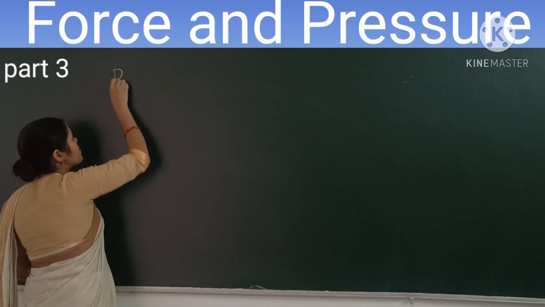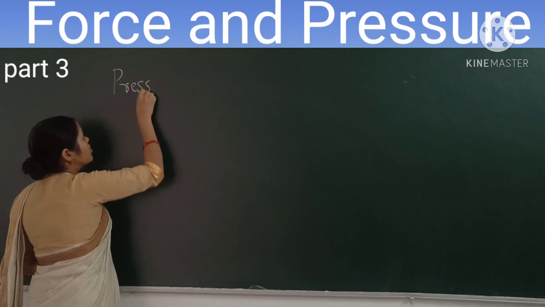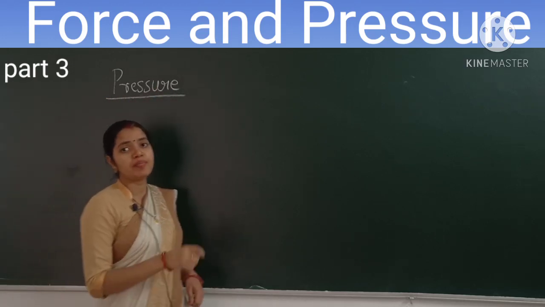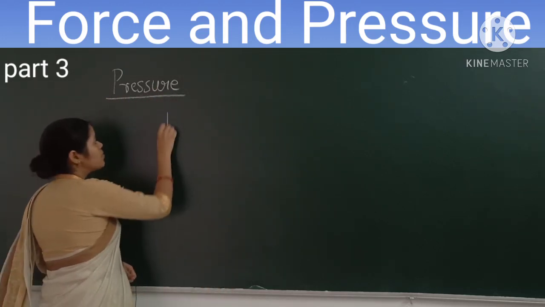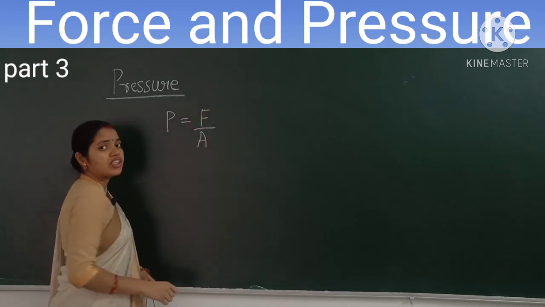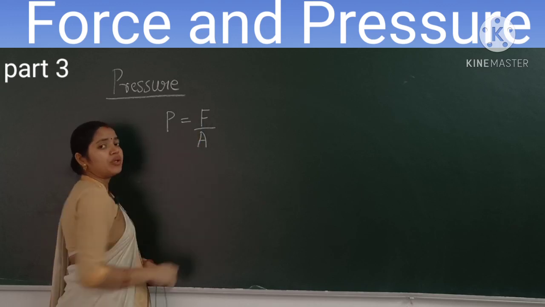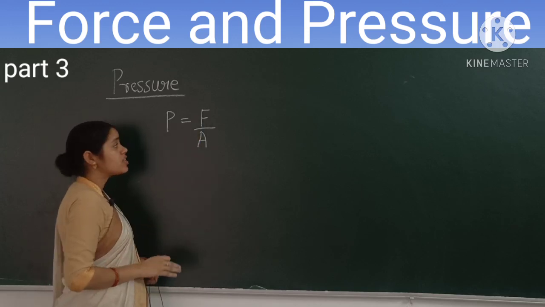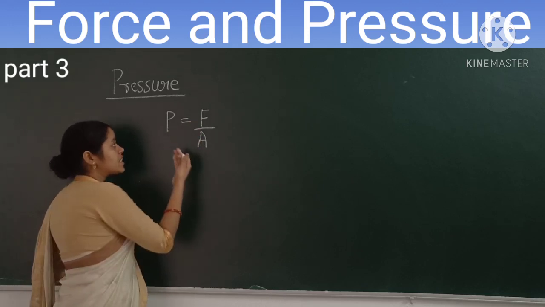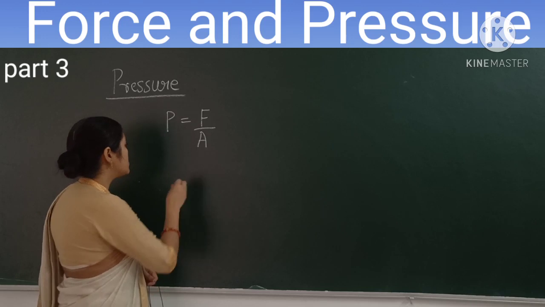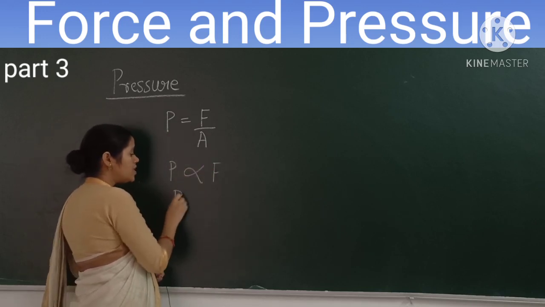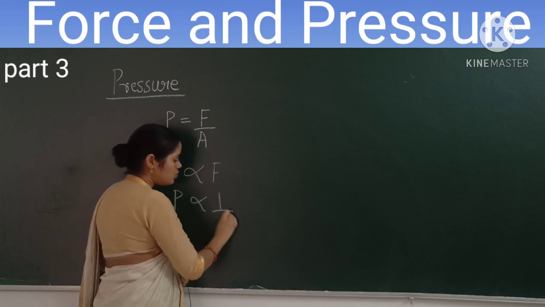So the next topic is pressure. So what is pressure? What do you mean by pressure? Pressure is defined as P is equal to F upon A. Pressure means force acting per unit area. So P is equal to F upon A, or in other words we can define this as P is directly proportional to F and P is inversely proportional to A.